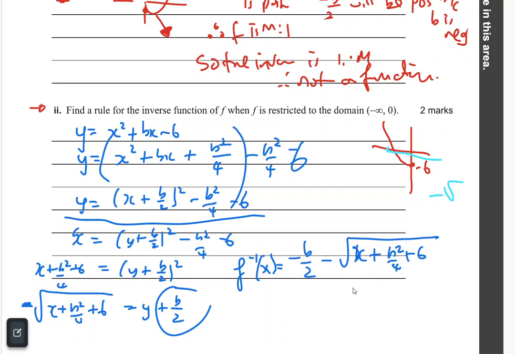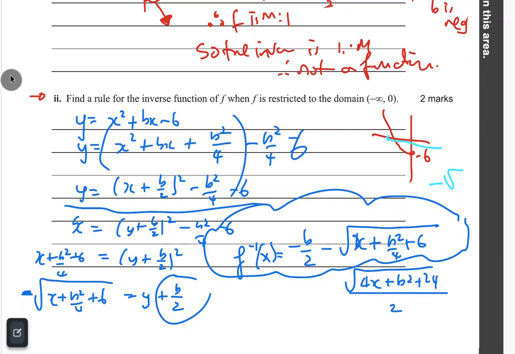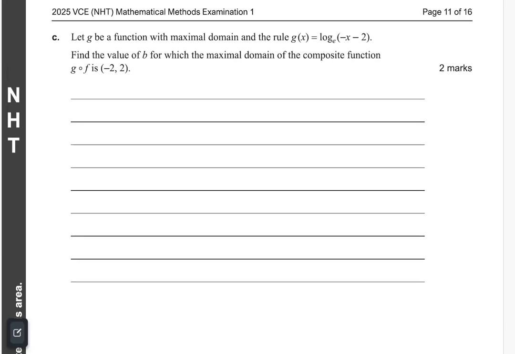You could, if you wanted to, say you had 4x plus b squared plus 24 all on 2, taking it out of the square root. I'm going to leave mine like that. Over the page to part C.